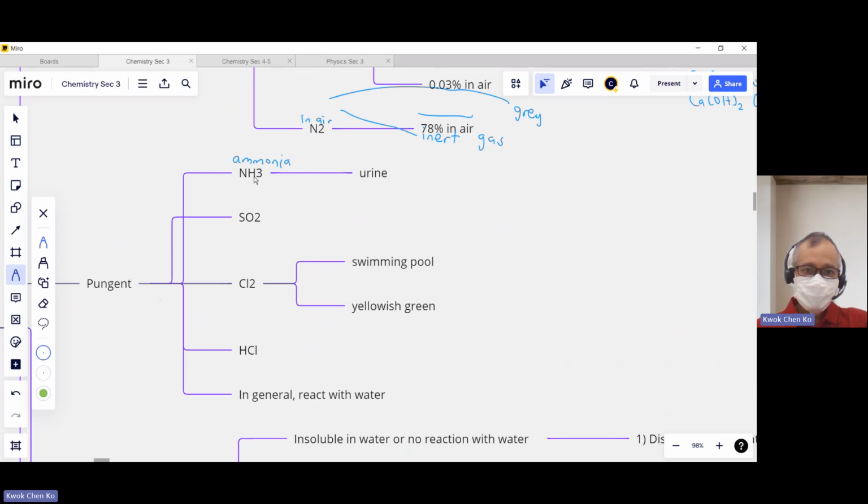Now, of course, as a note, my formulas are written without the subscript because of the way this platform is formatted. Make sure you write it in this manner. Likewise, this is sulfur dioxide. Make sure you write it in this manner with the subscript 2. Cl2 is chlorine. Okay, this is HCl. Hydrogen chloride.